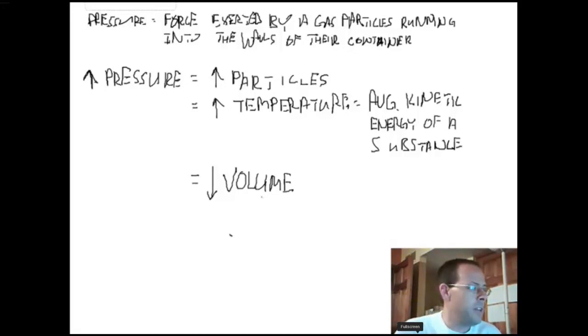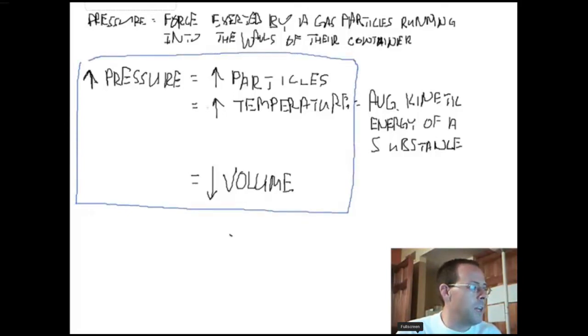So you really need just these three relationships, and I'm going to box them. We can increase pressure by doing one of three things. We can either increase our particles, we can increase our temperature, or we can decrease our volume.